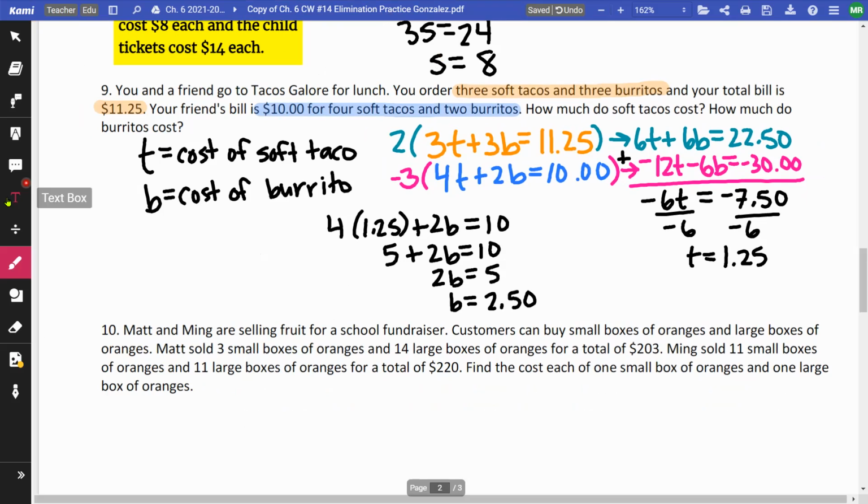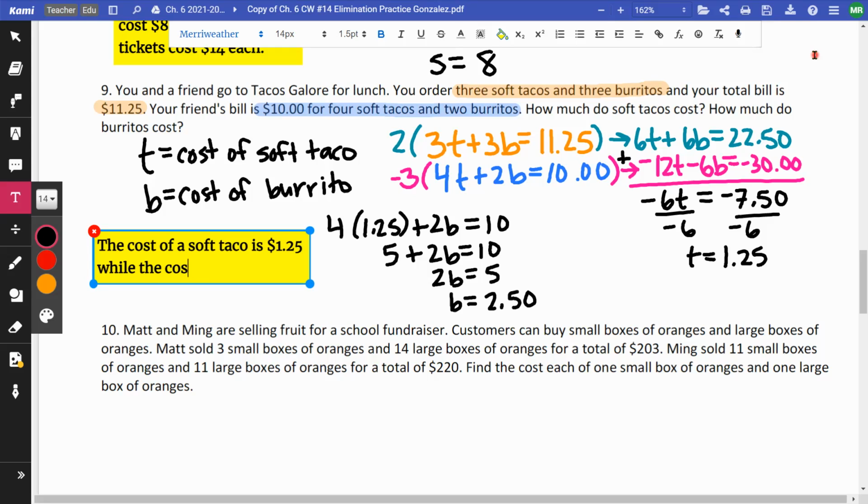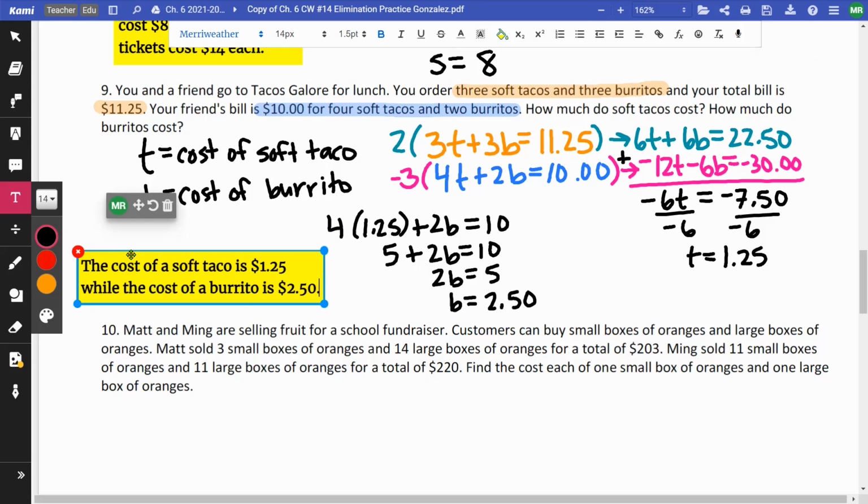So when I write my answer, I'm going to say the cost of a soft taco is $1.25, while the cost of a burrito is $2.50. And that's our answer.